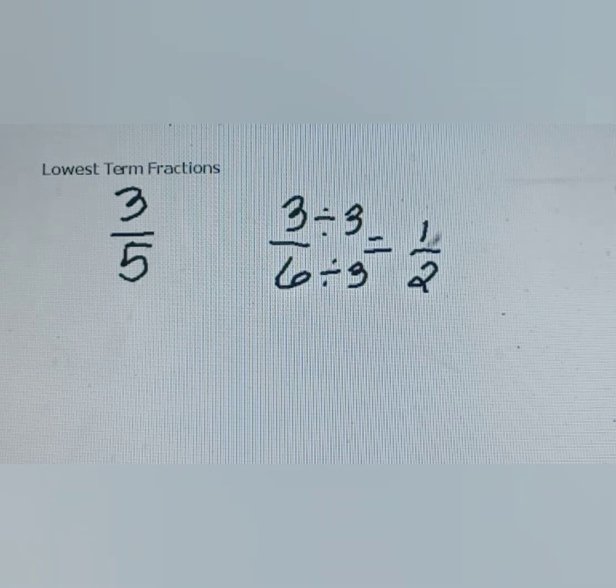So how will you know if 1/2 now is in lowest term? Check. 1 and 2, you can only divide them by 1. So again, in that case, the fraction is in lowest term. So 1/2 is the lowest term of 3/6. Okay, let's have another one.